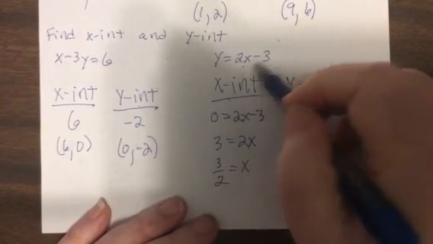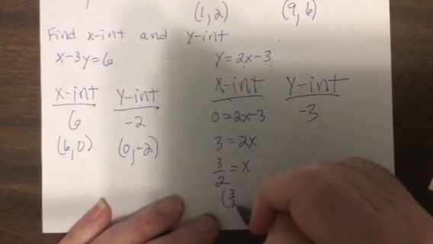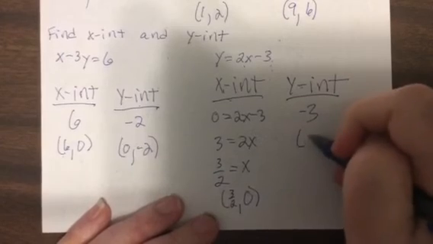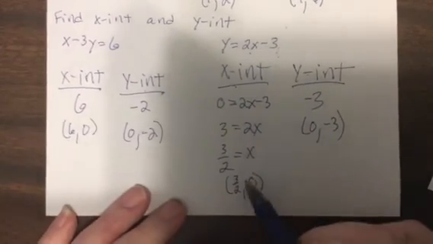Y-intercept, put 0 in. Notice it's negative 3, or if you want to do the point, 0, negative 3. Now again, to graph it, you would just plot the two points and connect them.